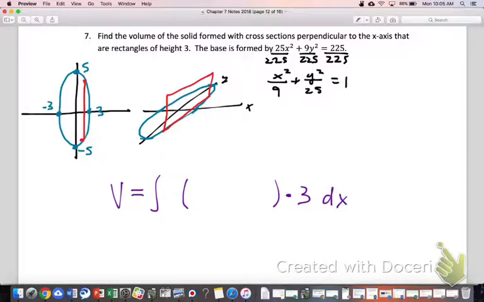Okay, let's talk about limits of integration. If I've got a vertical representative element, like that red rectangle is, am I accumulating from left to right or bottom to top? It's left to right. Okay, so if it's from left to right, where would I start accumulating? And where would I stop? 3. So negative 3 to 3 are my limits. And now my final step would be to figure out what the base length is.